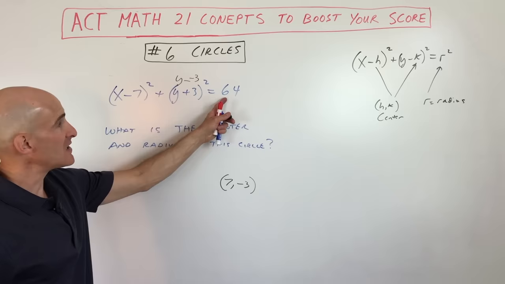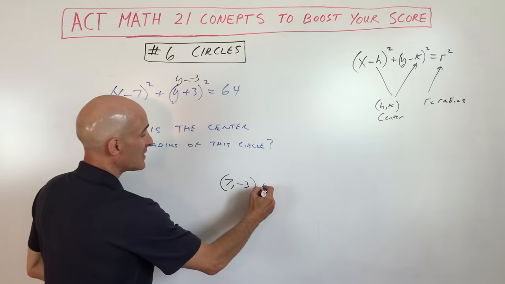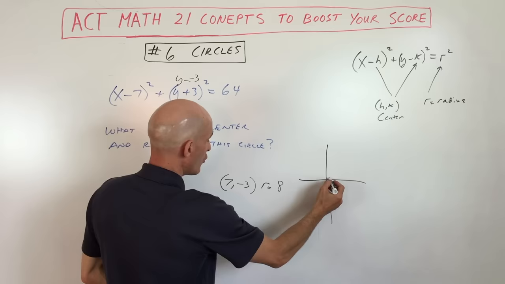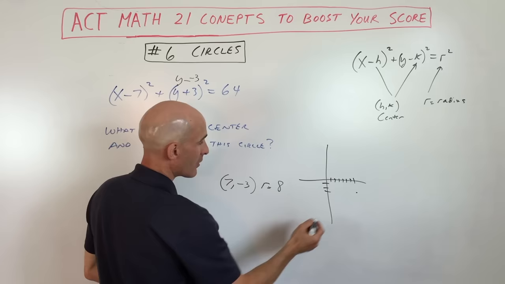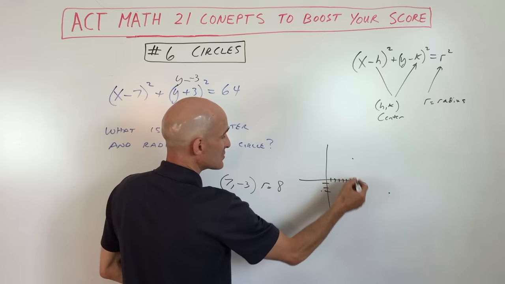And then the radius, you have to realize that this is actually the radius squared here, 64. So by taking the square root, the radius equals 8. Now just to show you, if you wanted to graph this, you're going to go right 7 and down 3. Okay, that's the center of the circle right there. And then you're going to go to the left 8 units, to the right 8 units, up 8 units, and down 8 units. And then you can draw the circle through those 4 key points.